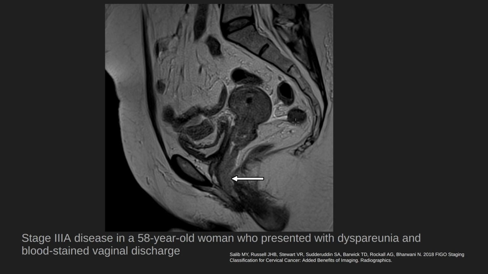So we'll discuss stage 3A disease. So this patient presented with dyspareunia, a 58-year-old female with pain with sexual intercourse and blood-stained vaginal discharge. So here we see this T2 gray tumor extending inferiorly into the vaginal wall. And we can see this tumor is extending all the way down here into the lower vagina. If we recall our anatomical marker, the bladder neck, that distinguishes the upper 2/3 from the lower 1/3 of the vagina, it has definitely extended below that line and is consistent with stage 3 tumor.